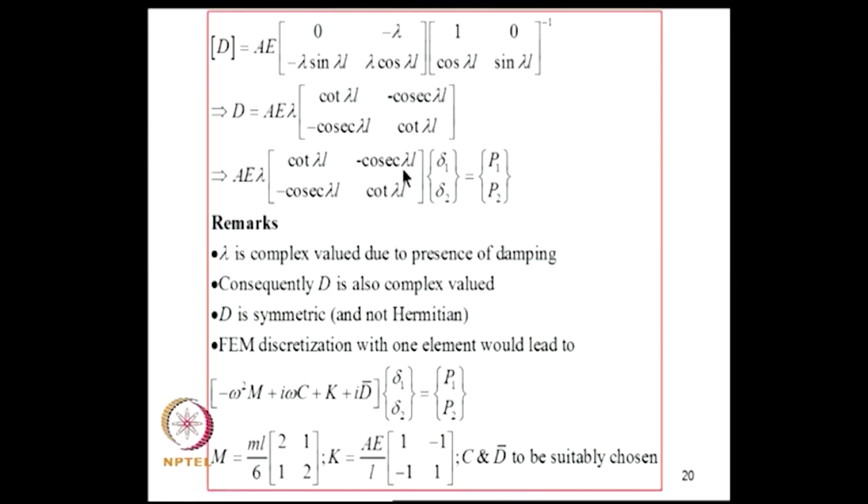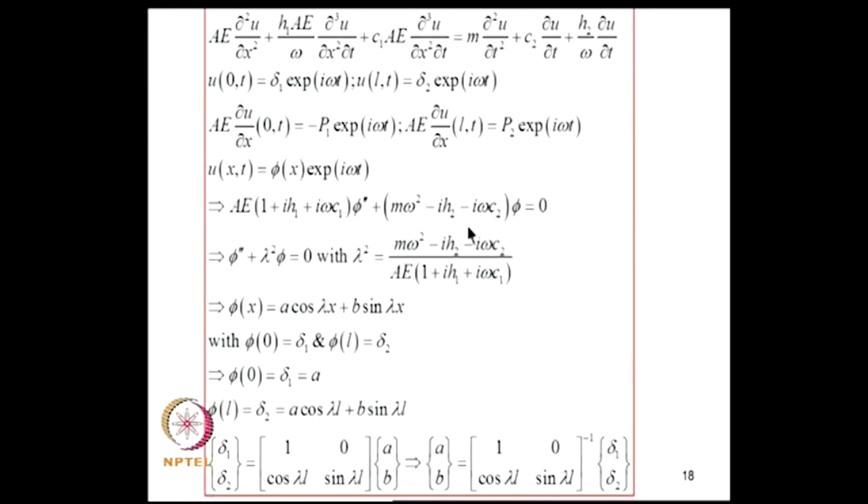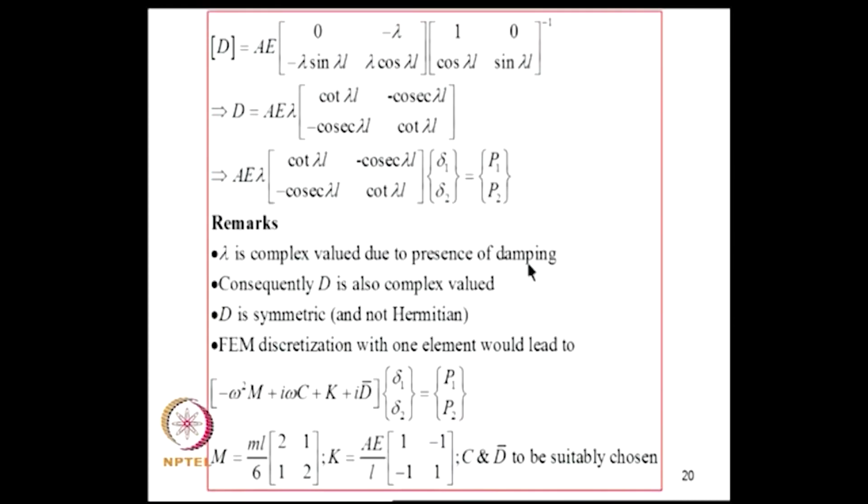Now, this lambda is a complex valued number due to the presence of damping. If you look at the expression for lambda, this I is the imaginary square root of minus 1. If damping terms are 0, that means H2, C2, H1, C1 are 0, then lambda square is m omega square by A E, which is real valued. But due to the presence of damping, lambda is complex valued. Consequently, the dynamic stiffness matrix is also complex valued. Now, you can see that D is symmetric, but it is not Hermitian.